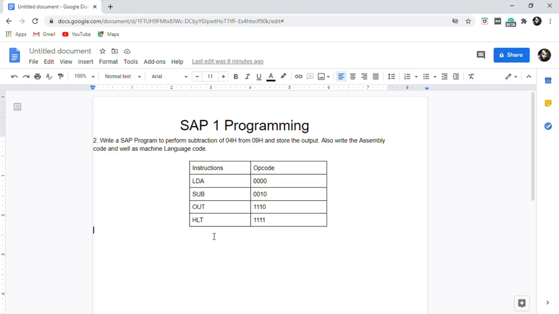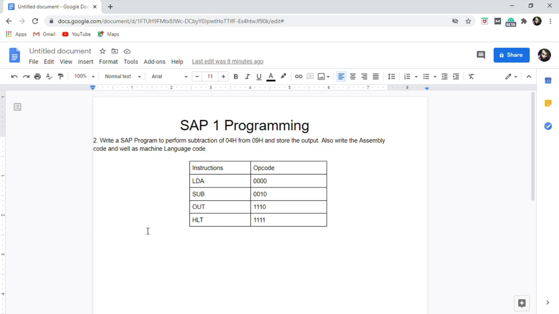In our previous video, we have discussed about the SAP addition in detail along with instruction set. Today, we are going to perform SAP subtraction. Our today's question is, write a SAP program to perform subtraction of 4h from 9h and store the output. Also, write the assembly code as well as machine code.